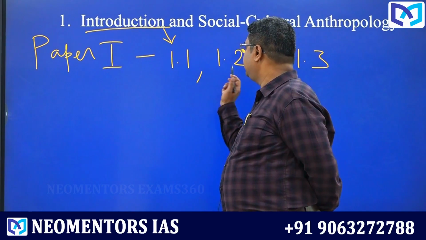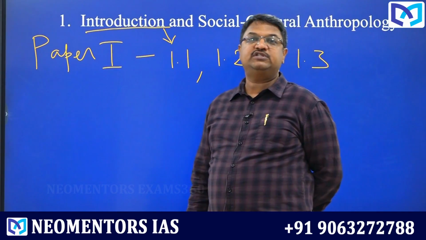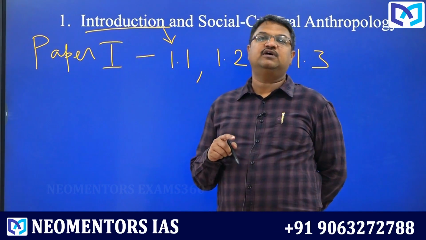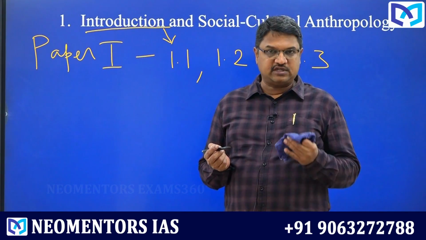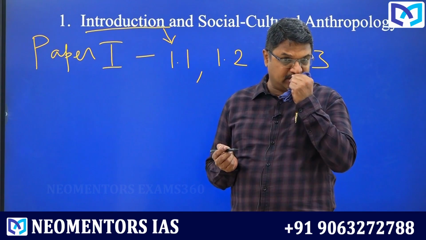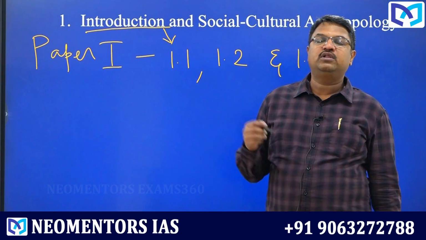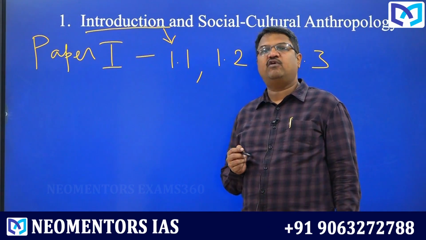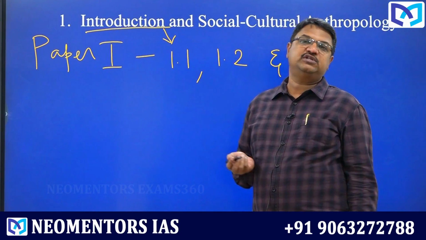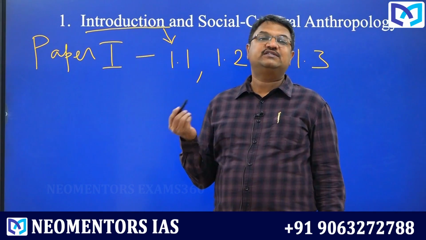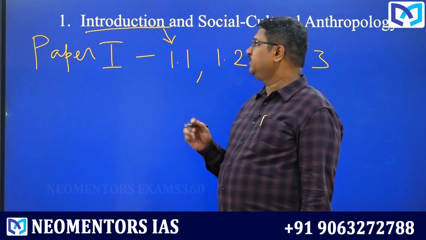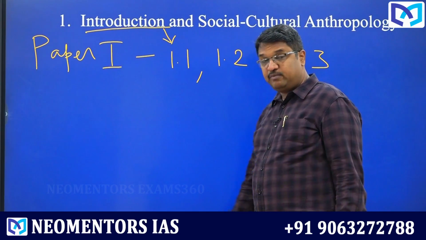Chapter 1.2 deals with anthropology and its relationship with the other subjects, that is humanities, then social sciences, earth sciences, biological or physical sciences, all these different walks of human life. How is anthropology a part of those sciences, or is it different from those sciences? Okay, then we will go to 1.3.